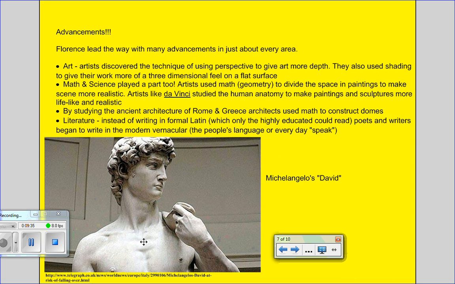Add to that, in Florence, they advanced other ideas by studying ancient architecture of the Romans and the Greeks, and they used this to construct domes.